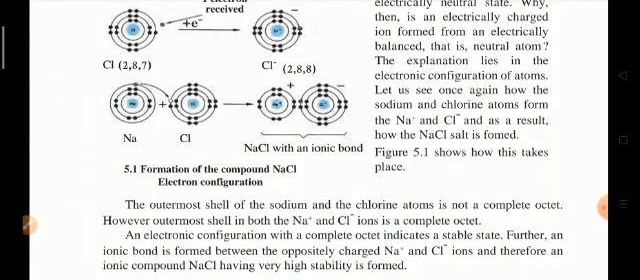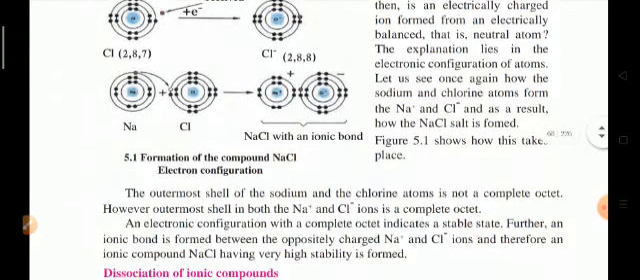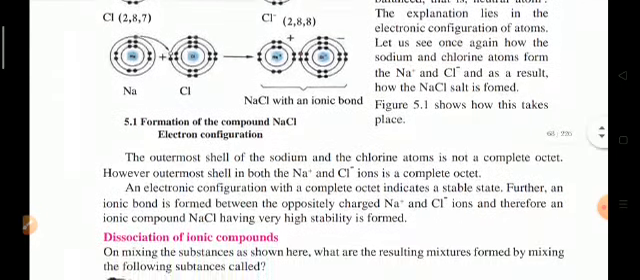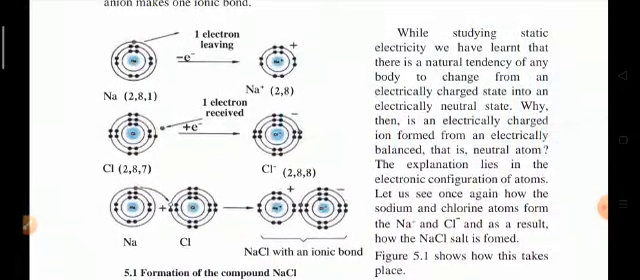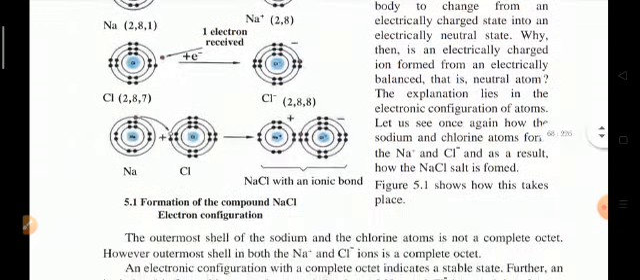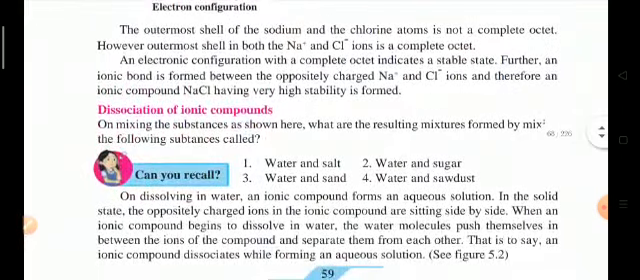An electronic configuration with a complete octet indicates a stable state. Further, an ionic bond is formed between the oppositely charged Na+ and Cl-, and therefore an ionic compound, NaCl, with very high stability is formed. Now you can see here that the sodium and chlorine atoms don't have a complete octet in the outermost shell, and that is how they complete their octet by forming a bond, that is the ionic bond.